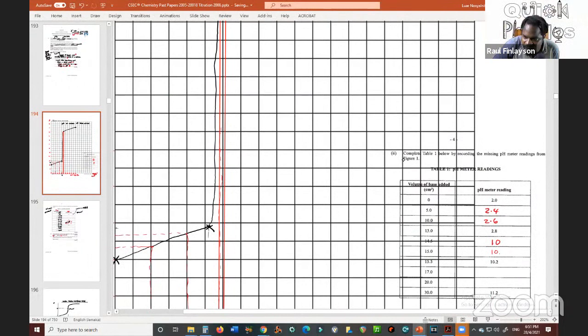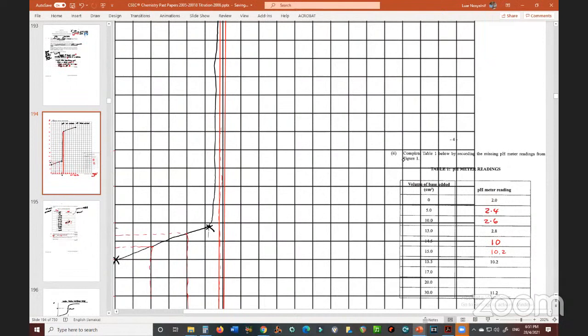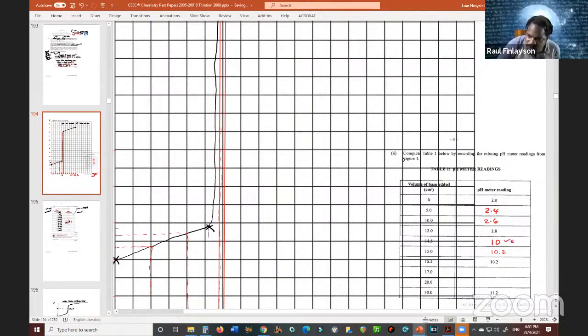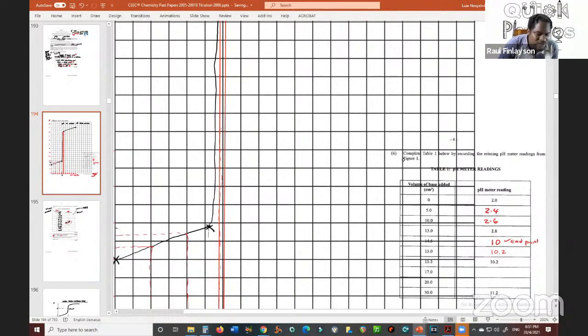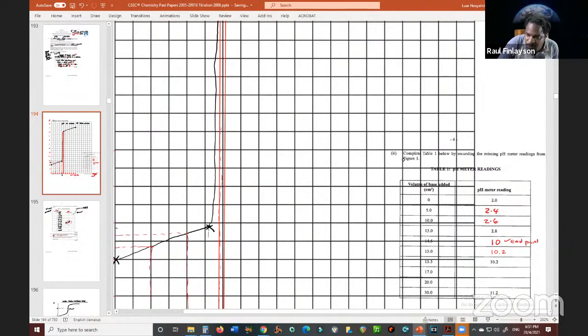This is actually telling us that the endpoint is 14.5 because that's where the sharp change took place from 2.8 when it was 13 to 10. So we know that this is the endpoint because when you add 0.5 more centimeter cube, then it just goes up to 10.2. Even if it was 10.1, it still would be a small change. So endpoint is right here, guys. If they ask in any question after this, what is the endpoint? The endpoint is gonna be 14.5.